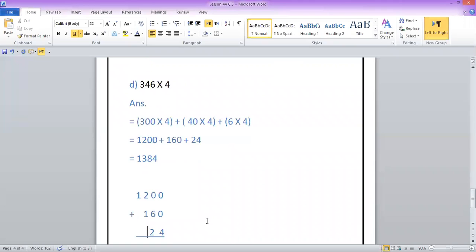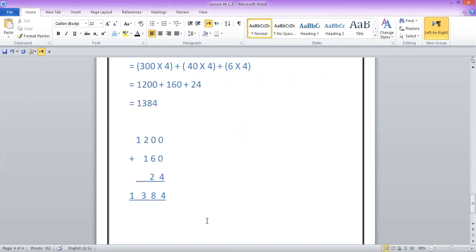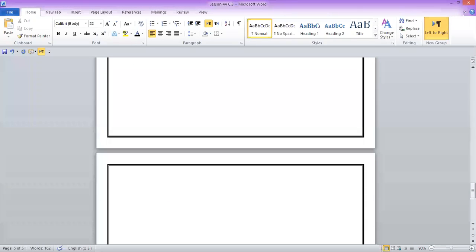Keep your mics open. So now you can do multiplication by the partition method also, and by the simple multiplication method also, right? Okay. This is the partition method and the non-partition method.